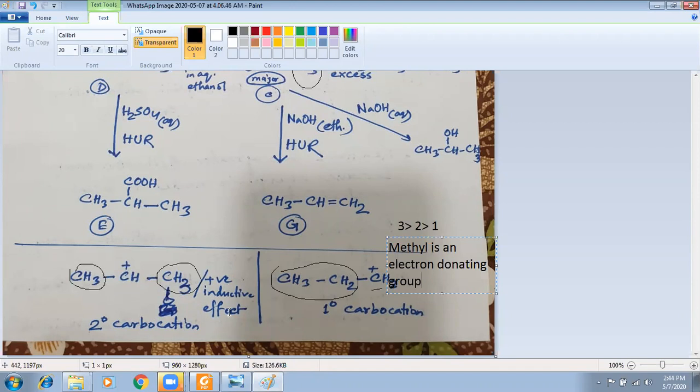So you understood that if the carbocation is formed here, at that time it is a 2 degree carbocation, and due to the positive inductive effect given by the methyl group, this is more stable compared to the 1 degree carbocation formed as an intermediate when a positive charge is built up here, right? So you understood why it is the major product. The 2 degree carbocation leads towards the major product, and the 1 degree carbocation leads towards the minor product.